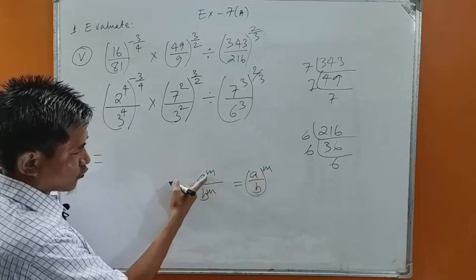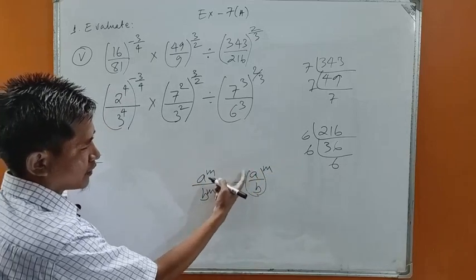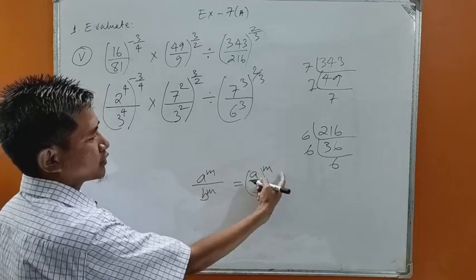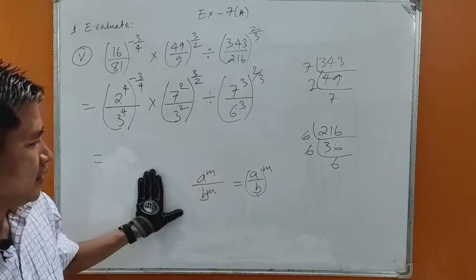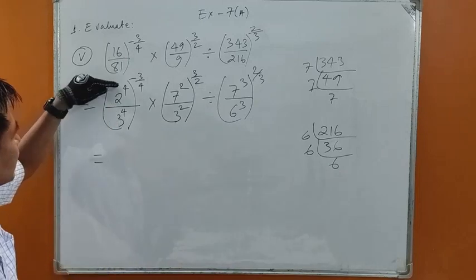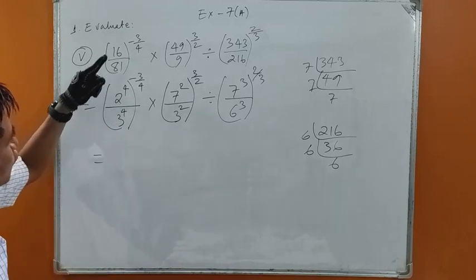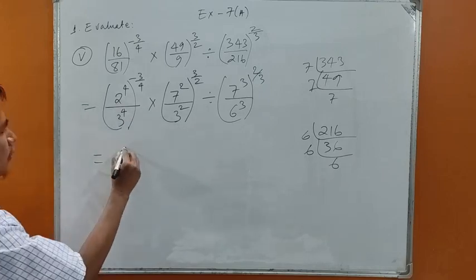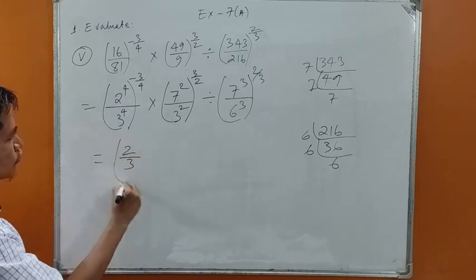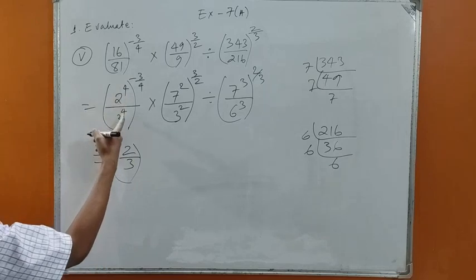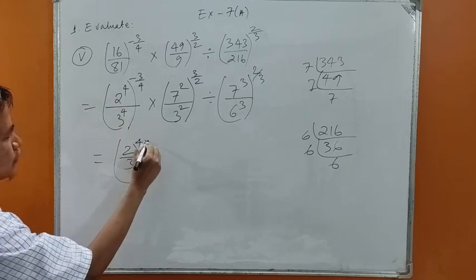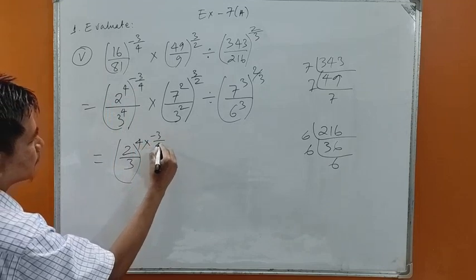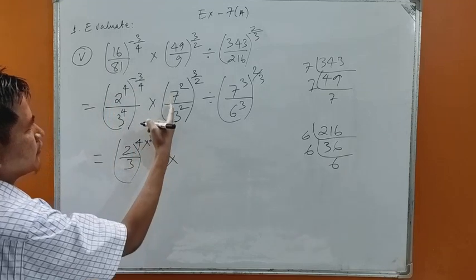These m and m were written separately, but you can put both the numerator and denominator within a bracket and put the power only once, isn't it? So let's do the same thing here. 4 and 4, let us write only one power 4 and put this 2 and 3 within a bracket, okay? 2 upon 3, and this 4 and 4, 1 power 4 into minus 3 upon 4 into 7 upon 3.